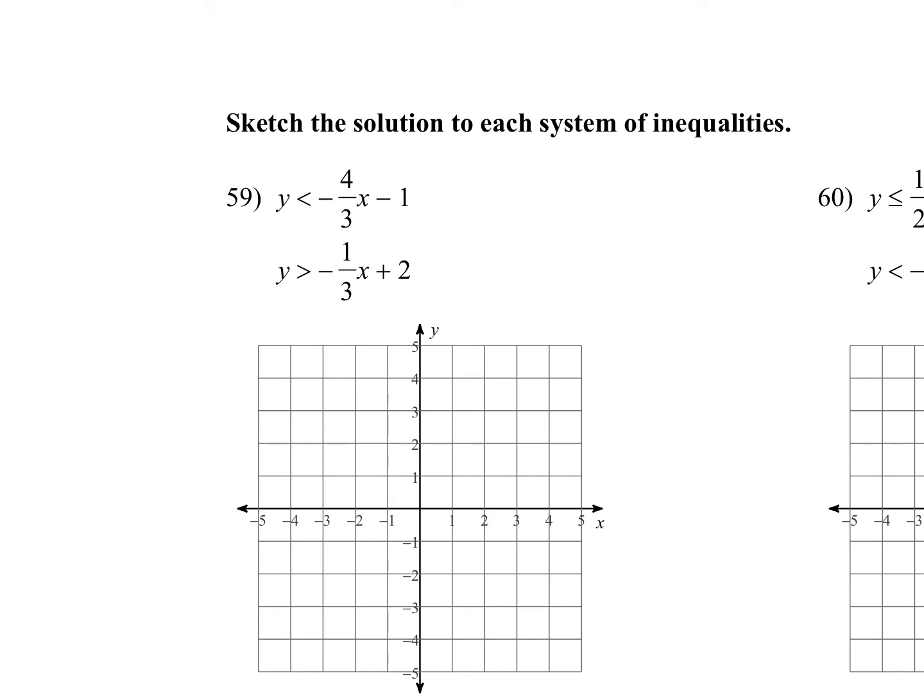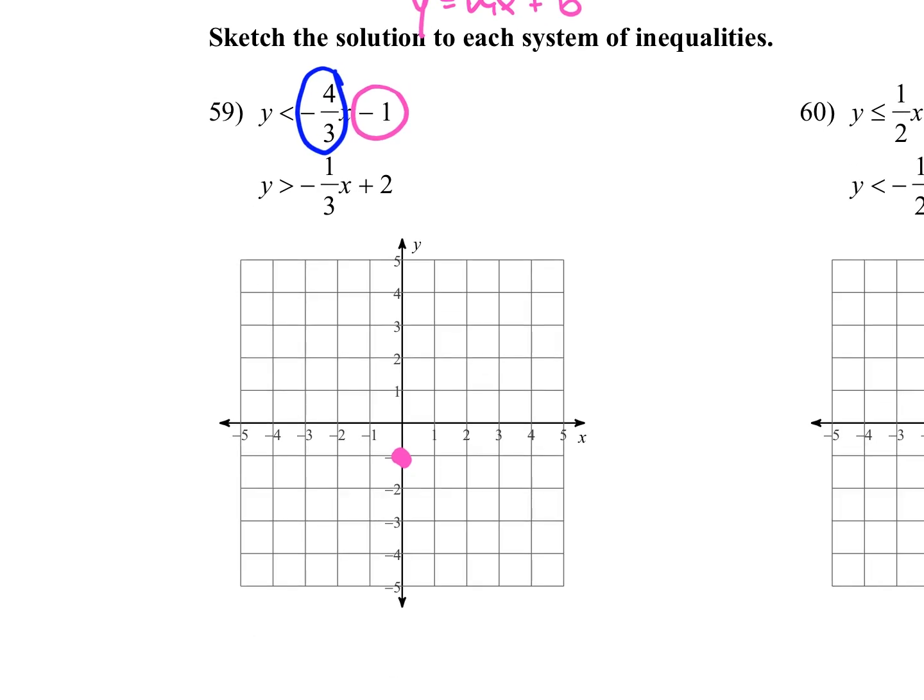So 59. These we solve the same way if they're in the y equals mx plus b form. But we just have to shade, and when you have two equations, it's wherever the shading overlaps. So in the first equation, what's my y-intercept? -1, so I'm going to put a point at -1. And what's my slope? -4/3. So I'm going to go down 4 to the right 3.